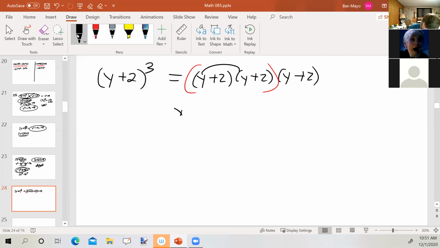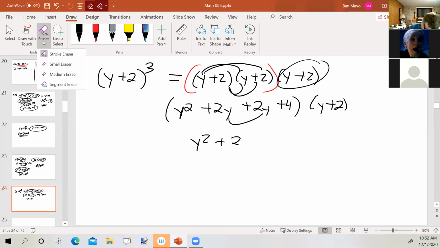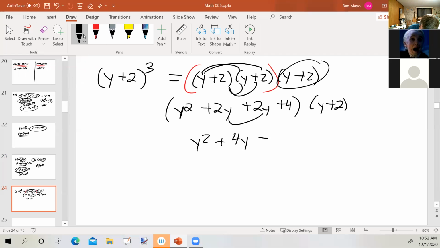So this becomes y squared plus 2y plus 2y plus 4. All of that times y plus 2, times that last factor. But then let's combine like terms. Y squared plus 4y plus 4, all times y plus 2.